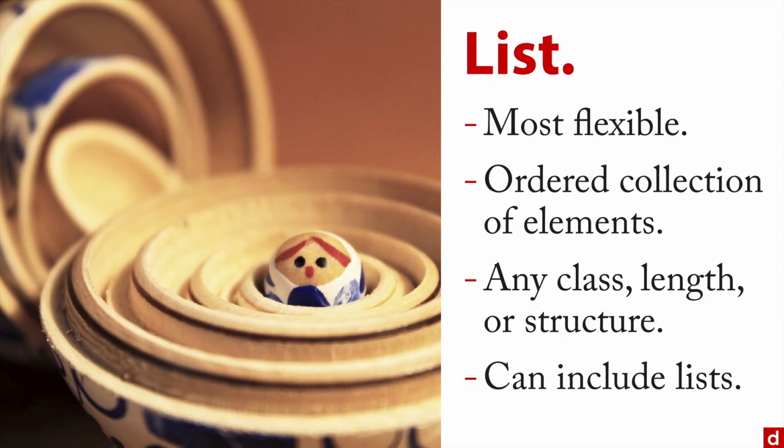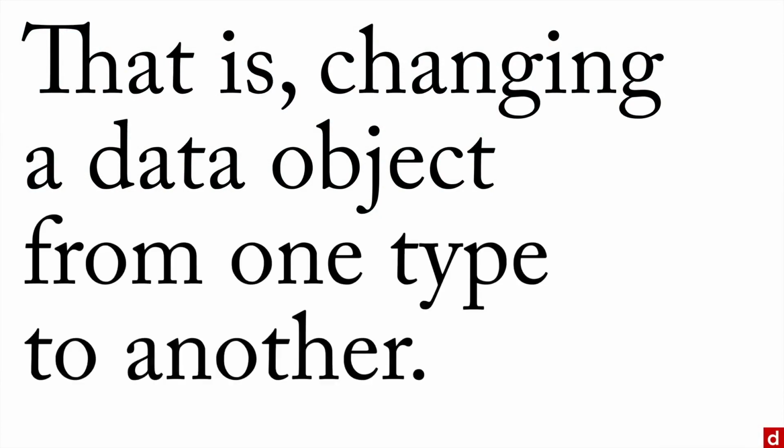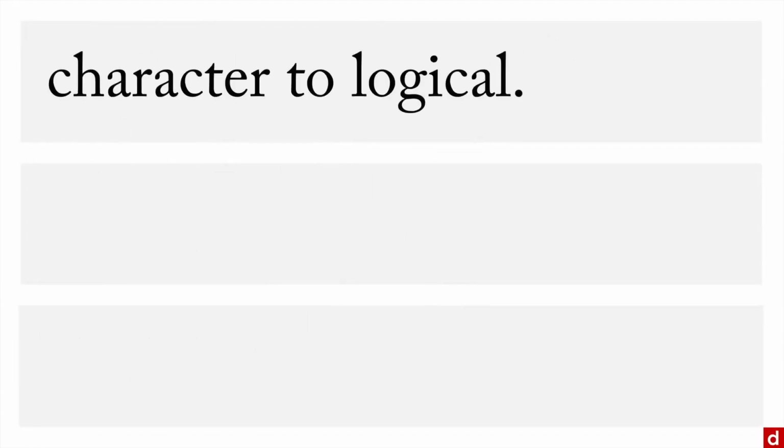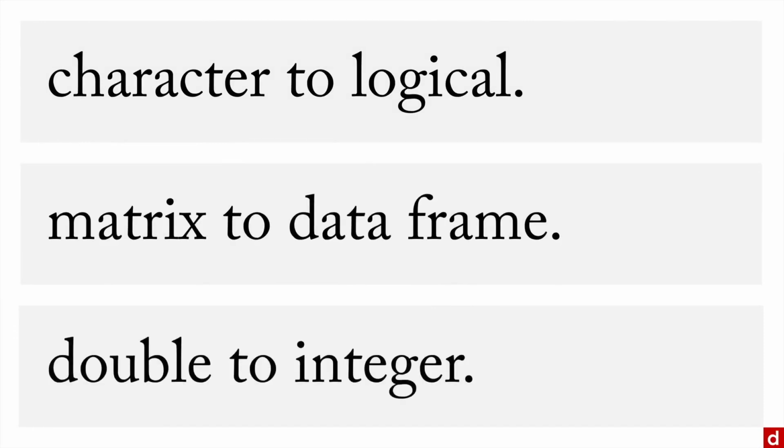And then let me talk about something else here, the idea of coercion. Now, in the world of ethics, coercion is a bad thing. In the world of data science, coercion is good. What it means here is changing a data object from one type to another. It's changing the level of measurement or the nature of the variable that you're dealing with. So for example, you can change a character to a logical, you can change a matrix to a data frame, you can change double precision to integer. You can do any of these. It's going to be easiest to see how it works if we go to R and give it a whirl.